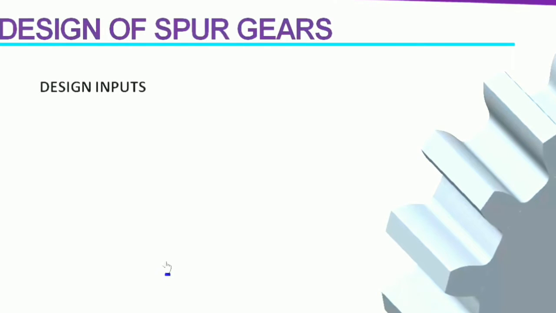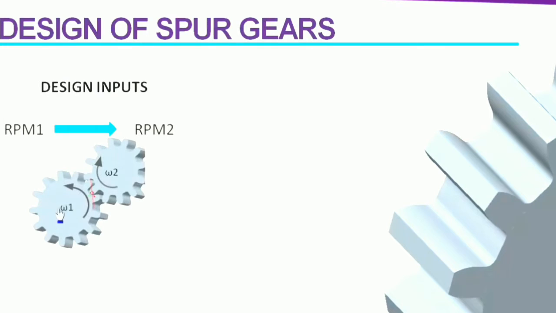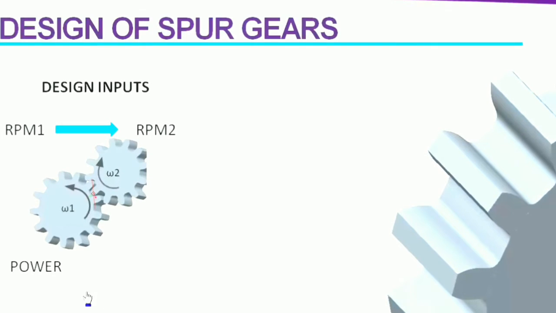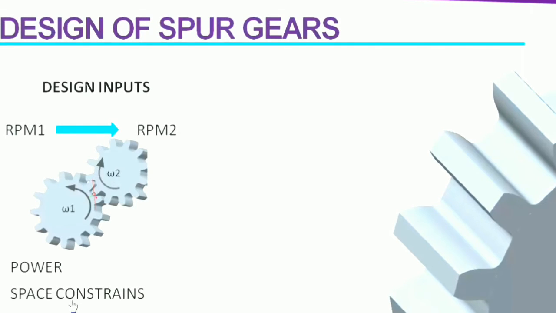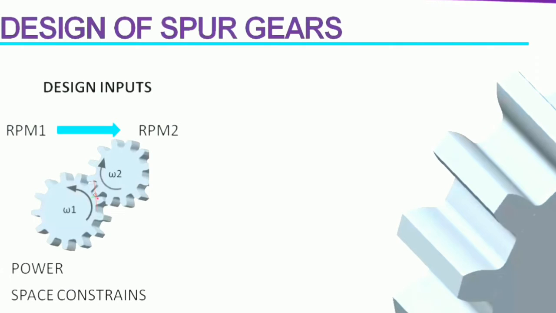Before starting, the designer will have the following design requirements or design inputs. His gear should be able to transform one angular velocity to another angular velocity, RPM1 to RPM2, and it should transmit a specified amount of power. Also, there will be some space constraints, so his design should be able to meet that also. And most of the time, the material of the gear is an input to the designer.